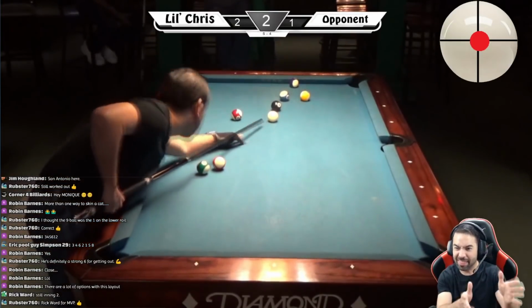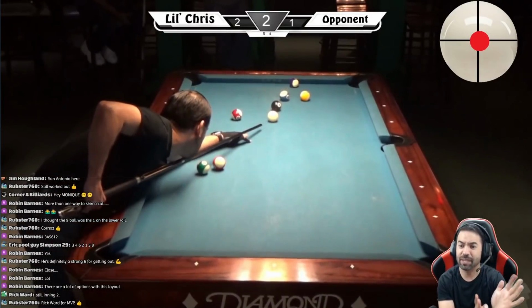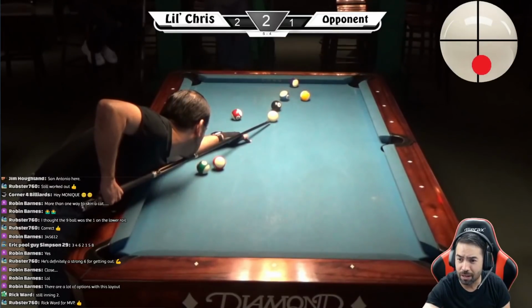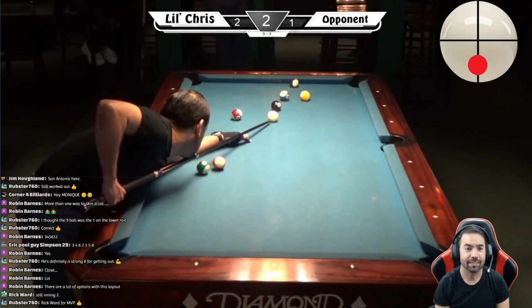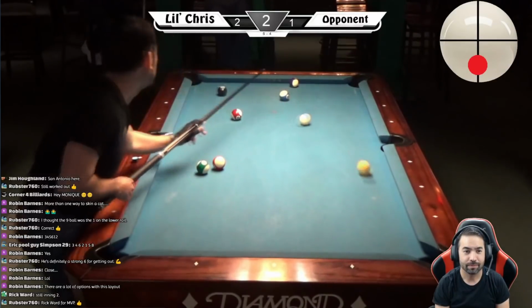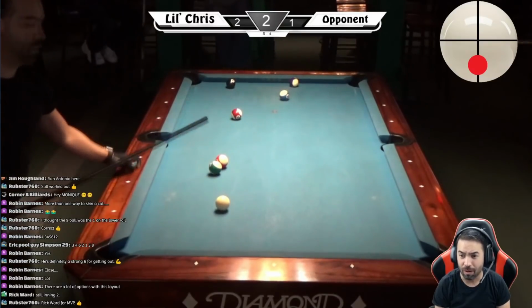So look how thin of a cut. Like, we could see the angle here, right? Look how thin of a cut shot this is. Now, I'm not afraid of scratching because the 9 ball is sitting there. It looks like I'm hitting this with draw. And look at that. I overcut that ball.